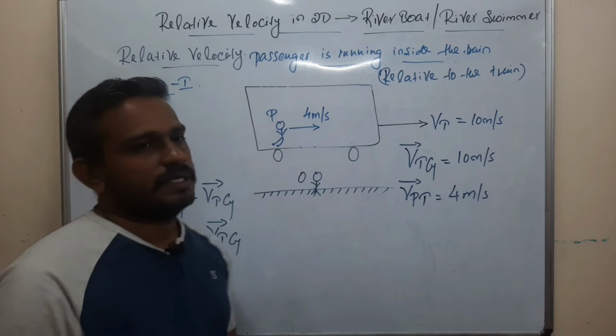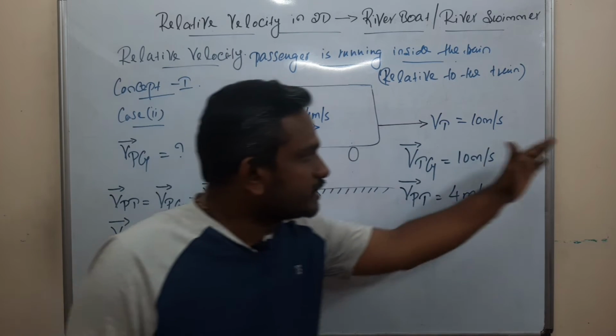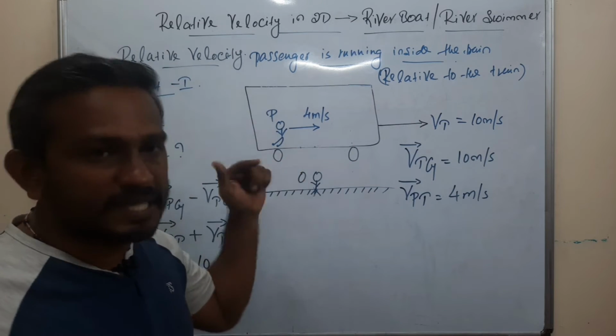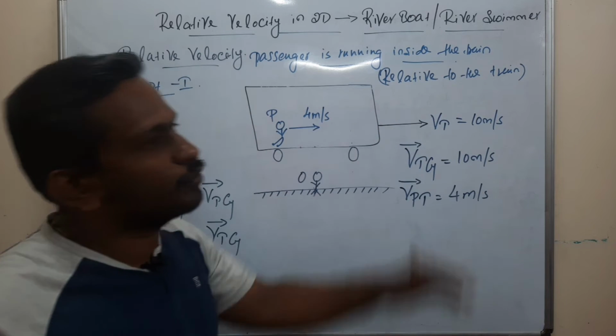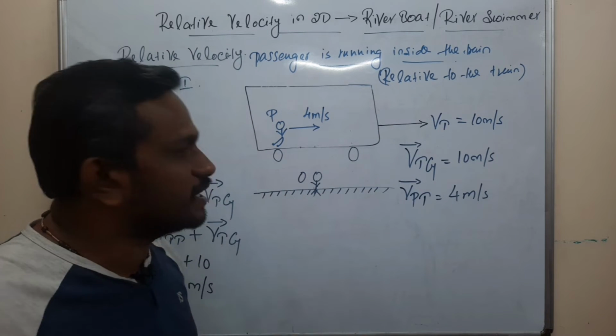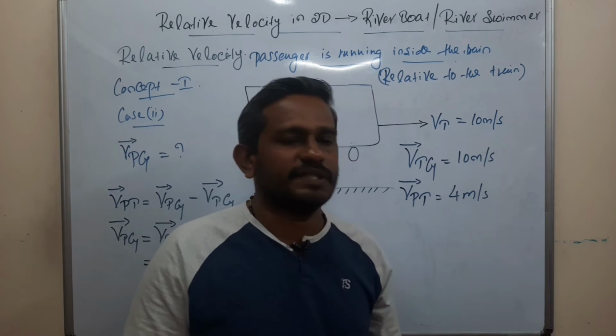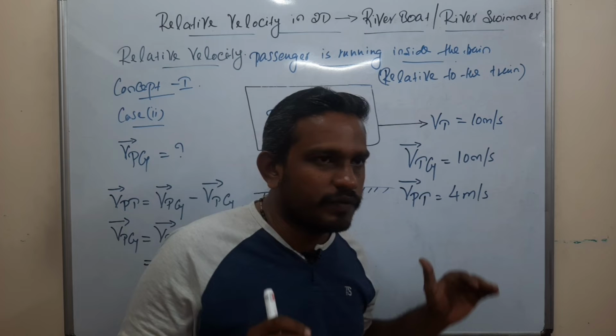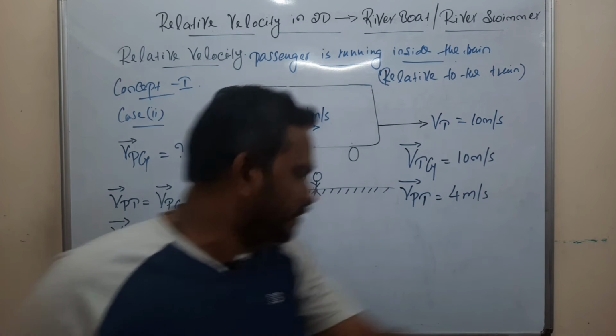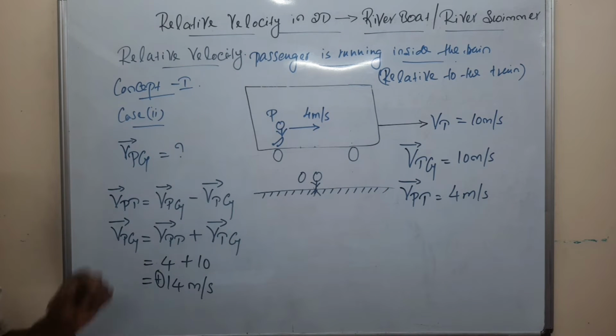What is the feeling? So the train is moving with 10 meter per second. So the passenger inside the train, he is also running with 4 meter per second. So when the observer sitting in the platform observes that, the passenger is moving inside the train with a speed of 14 meter per second. Okay, 14 meter per second.